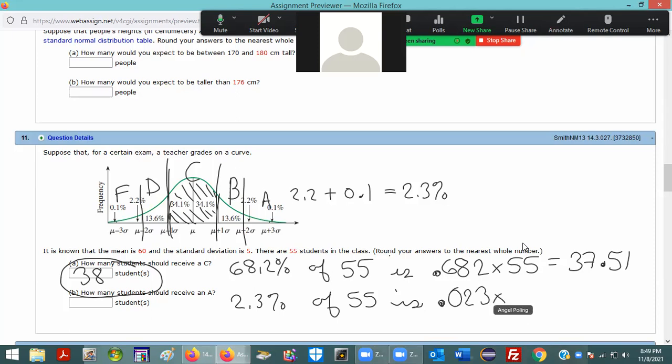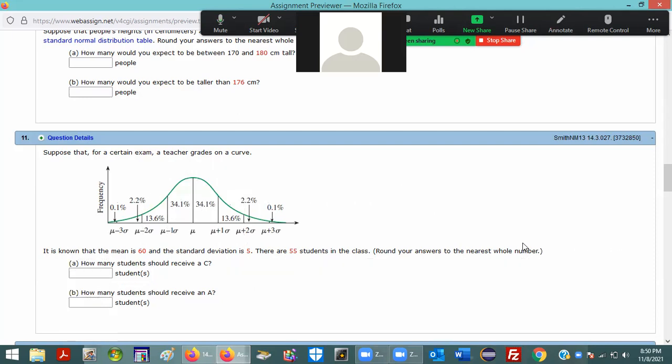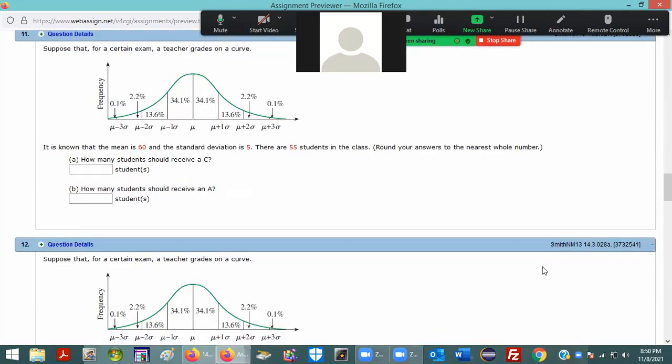0.023 times 55, one person. 1.265, which rounds to one individual. And as an instructor, I generally find this to be true, right? You're going to have the bulk of your students get a C, because what a C means is what most people understand, right? So it's common knowledge.